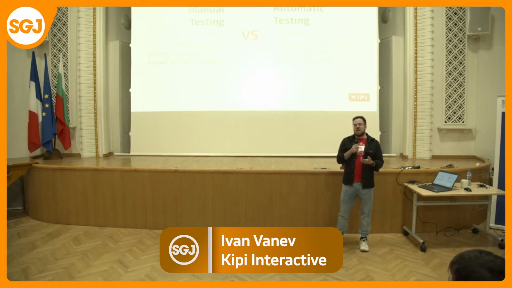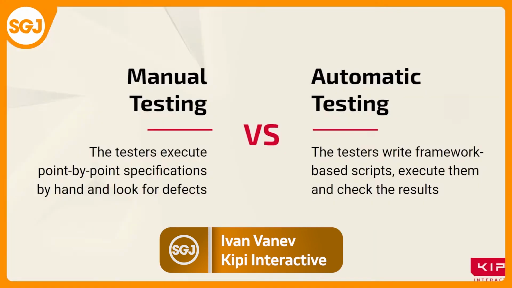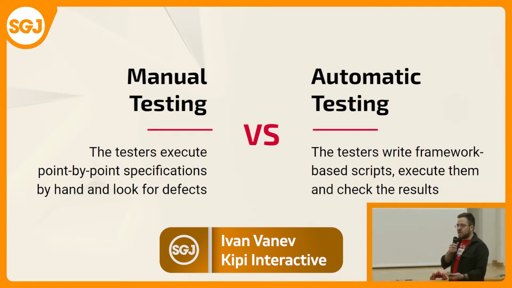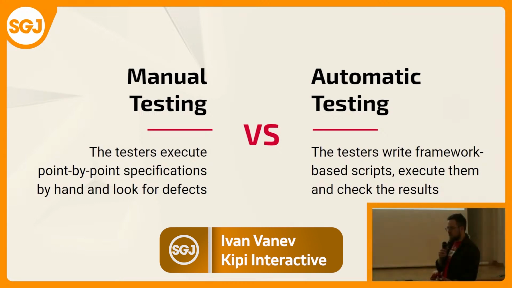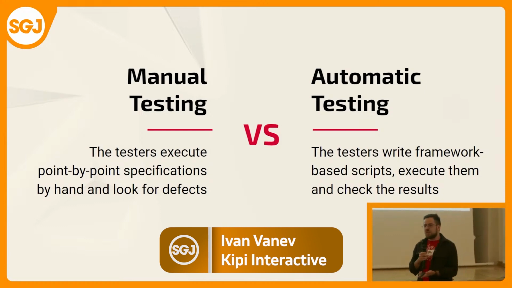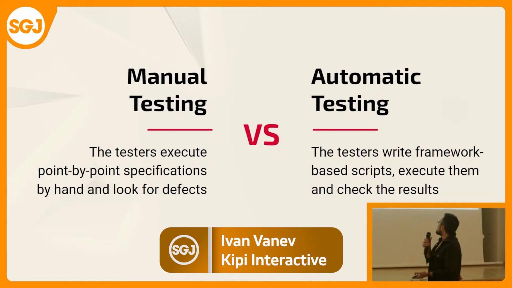Okay, so on the subject of testing, what is testing essentially? You have specifications on how a product might behave, what is the intended behavior, and you test your product to see if it conforms to these specifications. In manual testing, you're executing specifications on a certain list by hand and looking for defects, some issues on that list. In automatic testing, you're writing a script, you're executing that script on a framework, and checking the results to see if there are any problems.